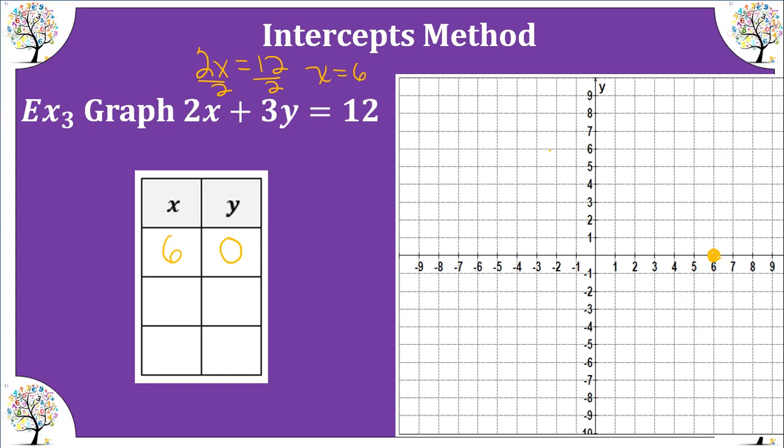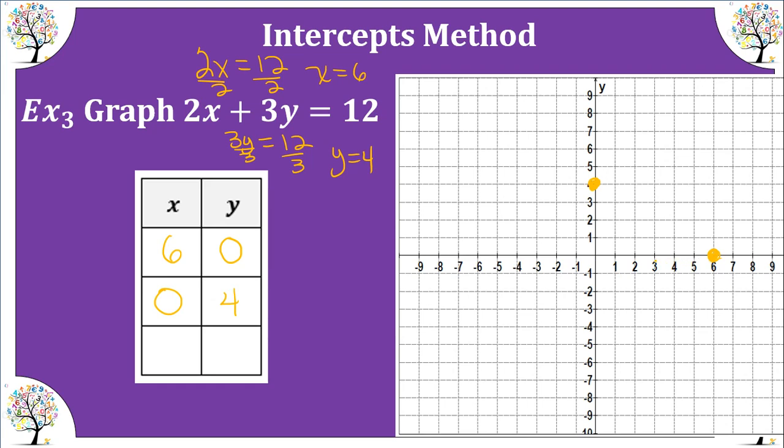Then if we want to find the y-intercept, that is where x is 0, we plug in 0 for x, and we have a simple equation, 3y equals 12. And we simply have to divide by the coefficient, and y equals 4. So we have 0, 4. Now, if we want, we can pick a third point. So I'm going to just pick a number between the 0 and the 6, and I'm going to pick 3.